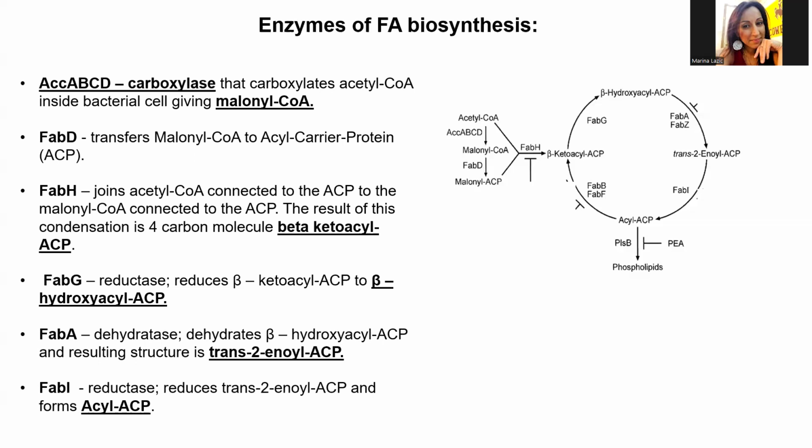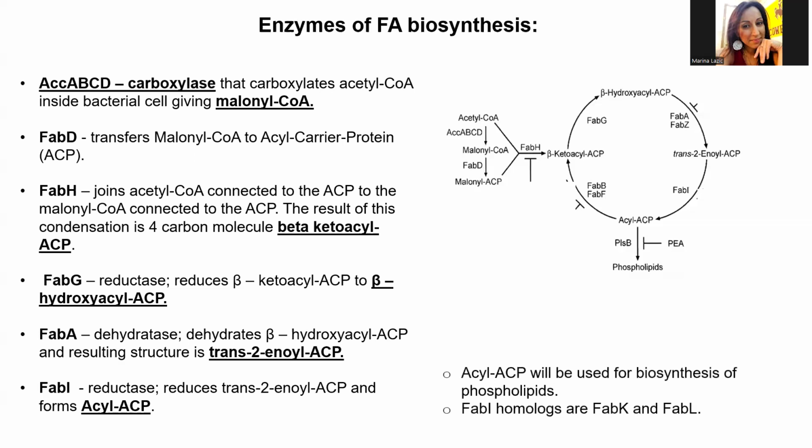Now, acyl ACP is going to be used for biosynthesis of phospholipids. And FabI homologs, you don't have to know, they are FabK and FabL. In different organisms, they're called differently, but the most important for you to know is FabI.